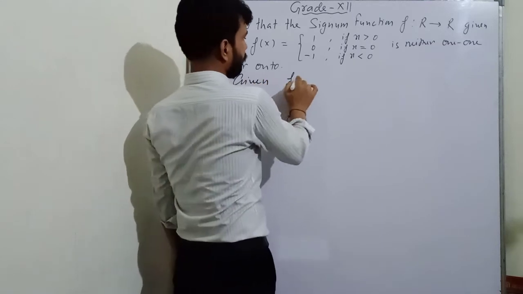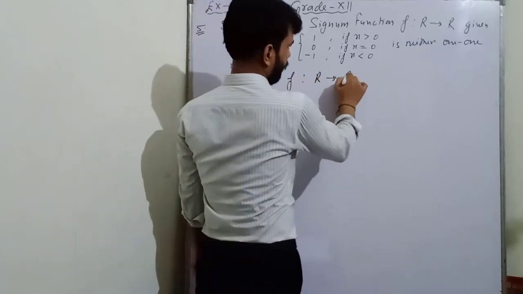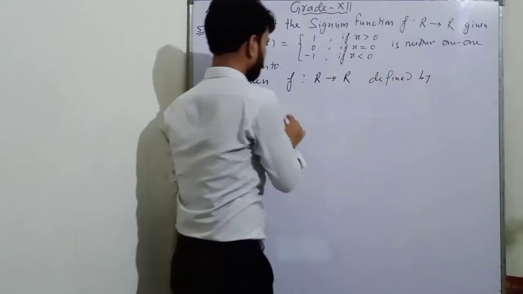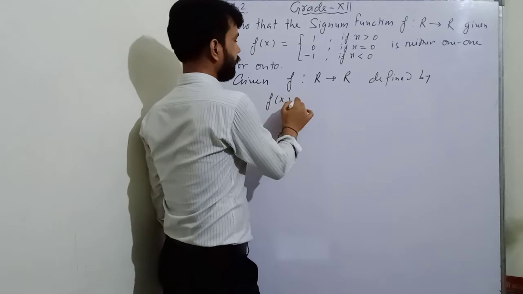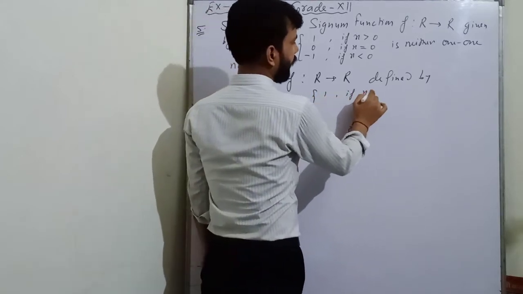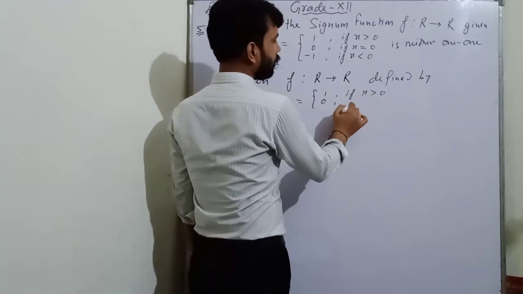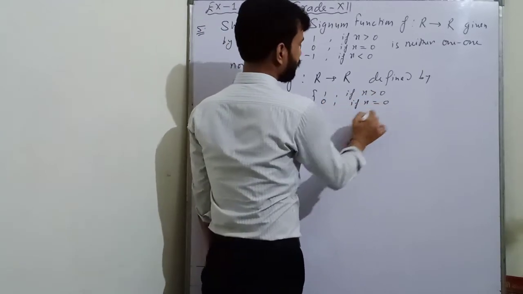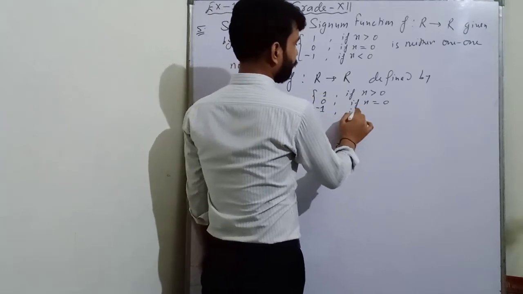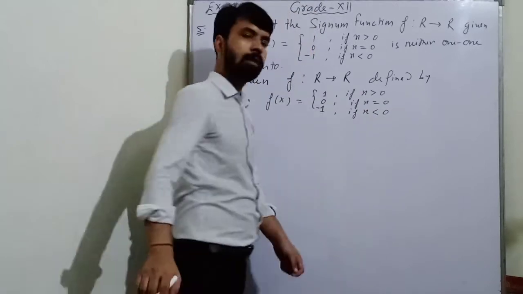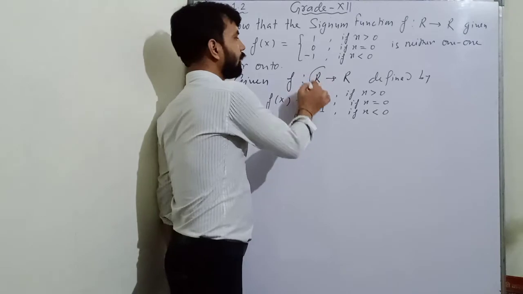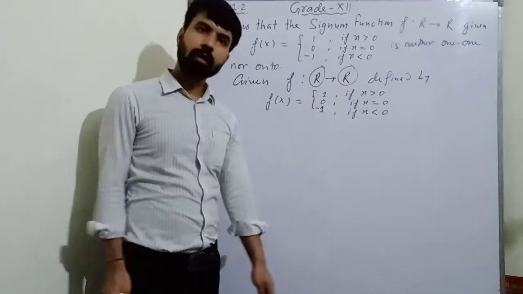Given function is from R to R and defined by f(x) equal to 3 values: 1 if x is greater than 0, 0 if x equal to 0, and -1 if x is smaller than 0. Clear? Now see, for this function the domain is real number and codomain is also real number.